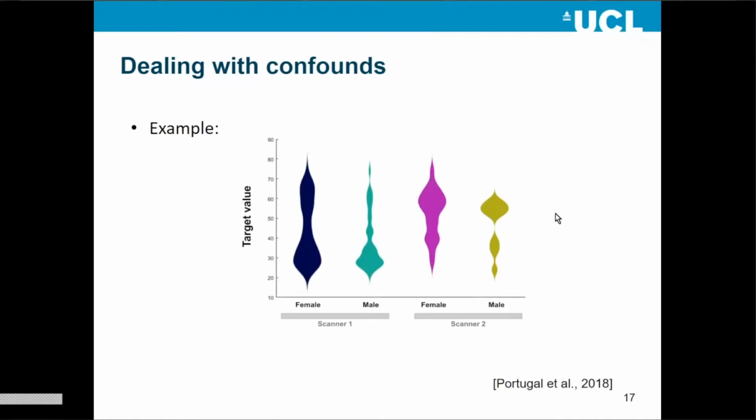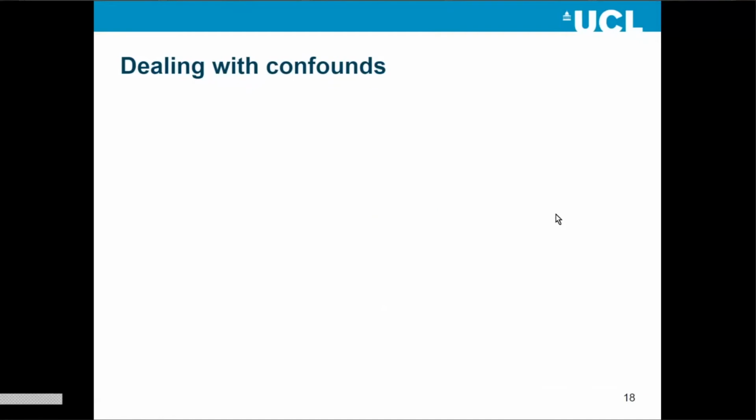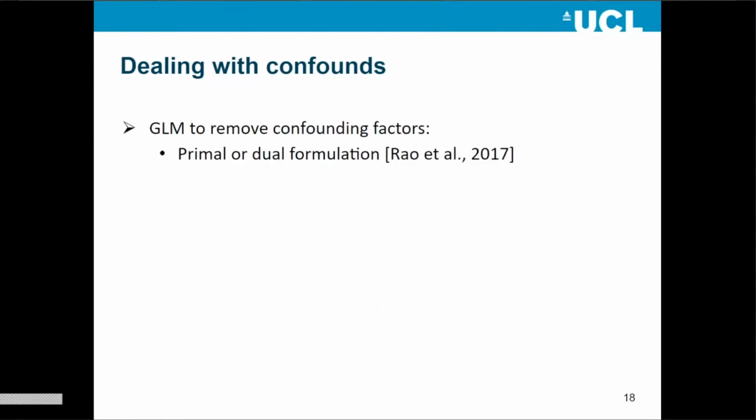So how to deal with that? What's been done mostly is to apply a GLM and remove the confounding factors. There are very efficient formulations and implementations of this operation, because you can apply it either in primal or in dual formulation, so you can do it directly from your kernel. Because you can do it from the kernel, you could extend that to nonlinear effects as well.